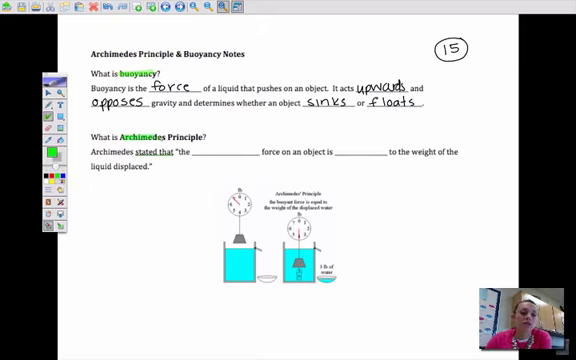Now, Archimedes' principle deals with buoyancy, and Archimedes, who was a scientist in Greece a very, very long time ago, said that the buoyant force on an object is going to be equal to the weight of the liquid displaced. So for example, in the picture we have down here, we currently have a 7-pound object that's not submerged in water and no water in the bowl next to it. So total here we have 7 pounds.